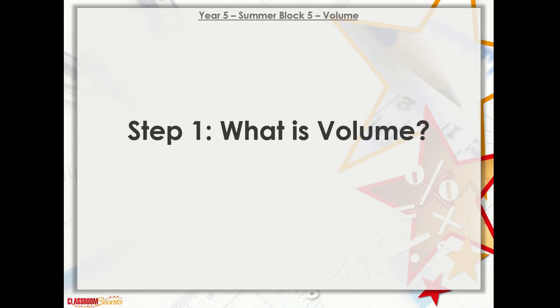Today in maths, we're going to be looking at something called volume. And so we're going to answer the question, what is volume? Now, this builds on our knowledge of finding the area of a shape, that's how much there is on the surface, and the perimeter of a shape, which of course is all the way around the outside.